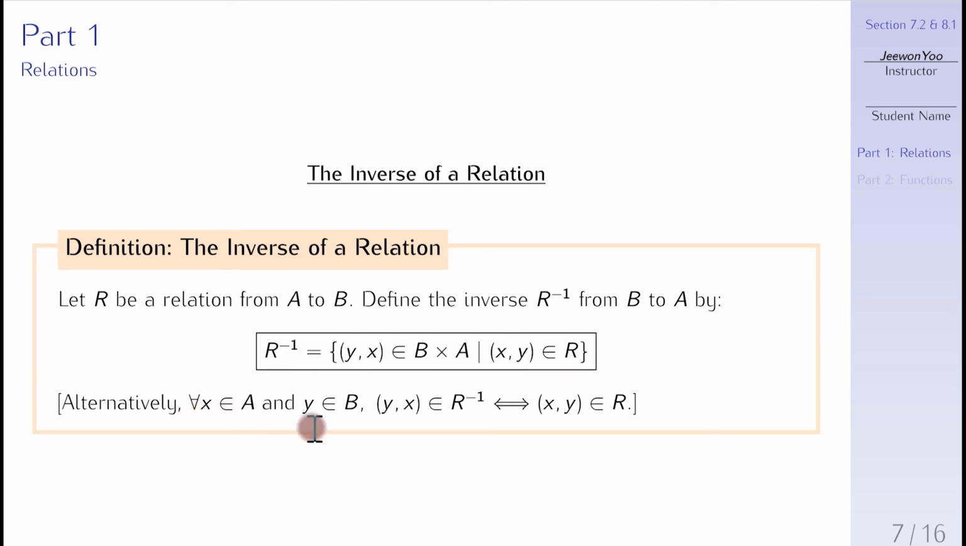You might prefer writing it this way though. For all x in A and y in B, (y, x) is in R inverse if and only if (x, y) is in R. Basically the same as what we just talked about here. Last example.